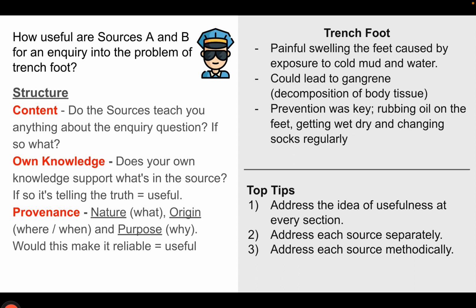And when you are addressing each source, do so methodically. First, address the content and then whether it makes it useful. Then look into your own knowledge and whether it makes the source useful. And finally, the provenance and whether that makes it useful. Now, I know I'm saying useful a lot in this video, but you cannot miss that step. If you miss that step, you will get a 0 no matter how perfect your answer is.